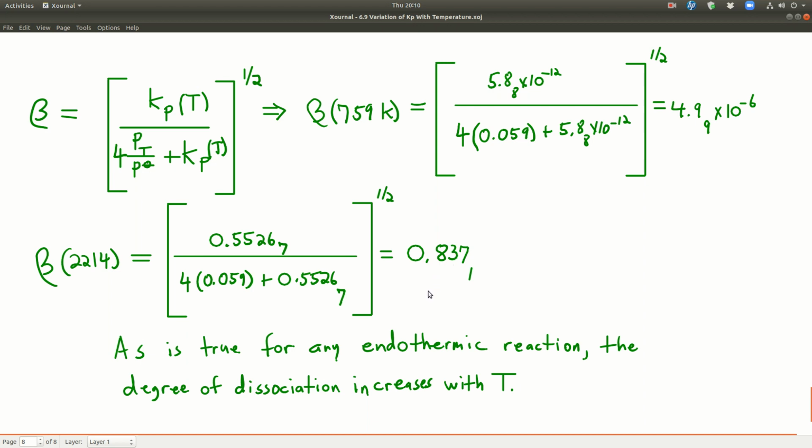And that's true for any endothermic reaction. As you increase the temperature, you increase the degree of dissociation.